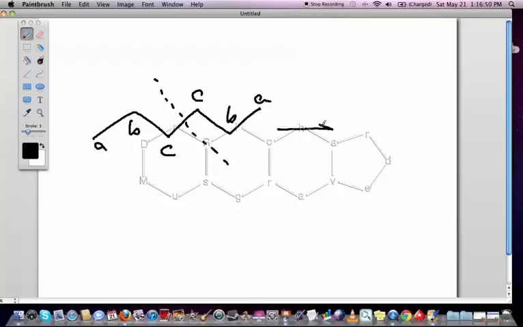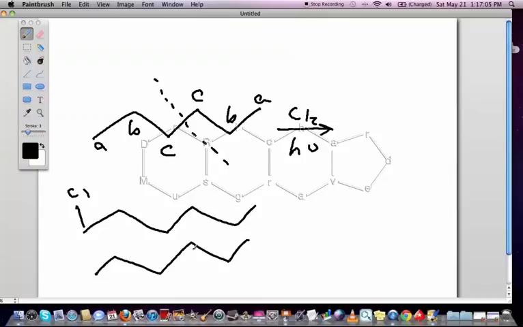So when this reacts with Cl2 and light, what we're going to get is Cl here, Cl here, and a Cl here. So we get three separate products. So just understand that we are going to get as many different Cl products as we have different hydrogens in the molecule. Now if I tried to put chlorines here and here and here, I'd just be repeating my structures.